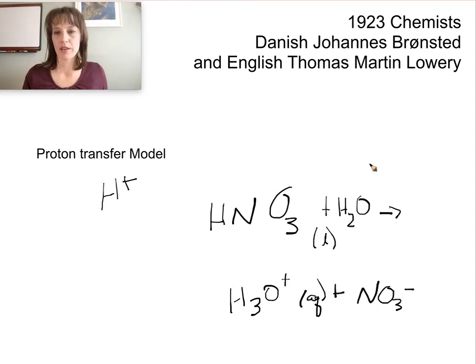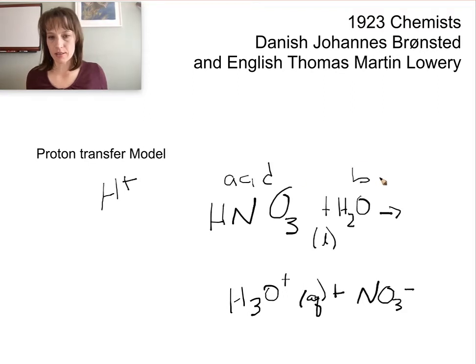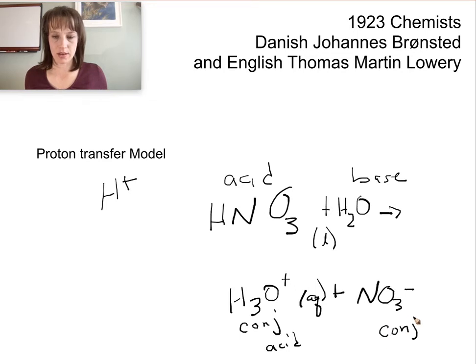And then with the Bronsted Lowery definition, we have a conjugate acid and conjugate base. So there's one more layer here. This is actually the acid, and this is the base, which is kind of funny to think about, but in this equation it is, because the water is the proton acceptor, and then the hydronium ion is actually the conjugate acid. And then we have the conjugate base here.